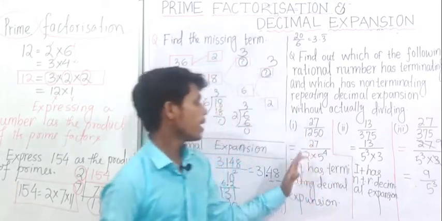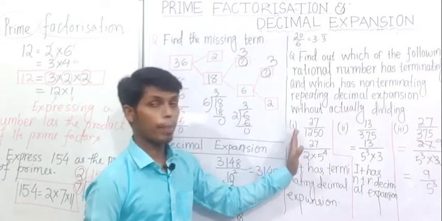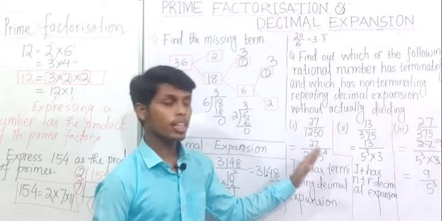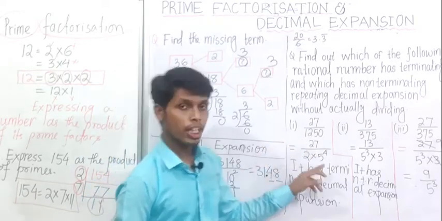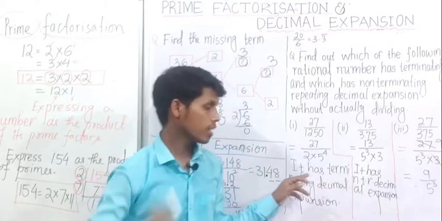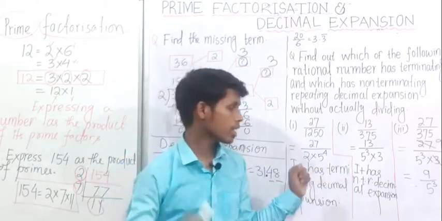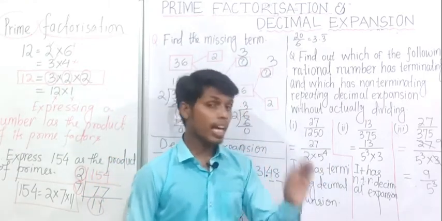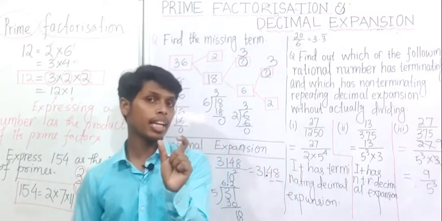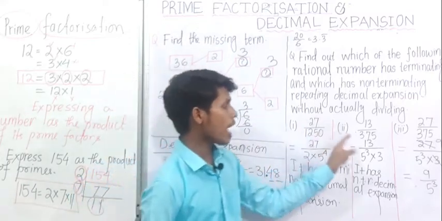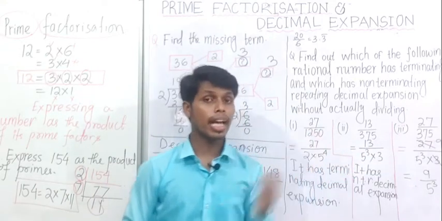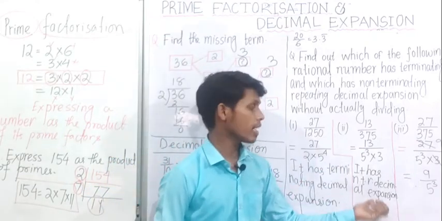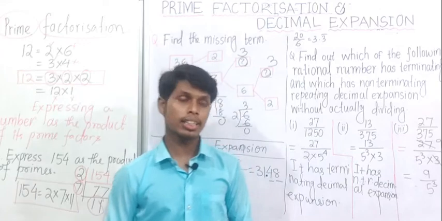Let's now just update our steps. In the first step you need to find out the prime factorization of the denominator. Then you have to check whether the denominator's prime factorization contains only 2, if only 2, terminating, if only 5, terminating. But if it contains any prime numbers other than 2 or 5, then you have to check whether that extra prime factor is cancelling out with the numerator. If it is being cancelled by the numerator and we are getting only 2 or 5 again in the denominator, then we can write it as terminating.